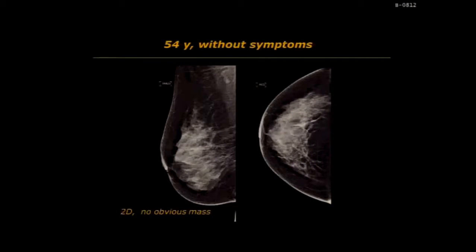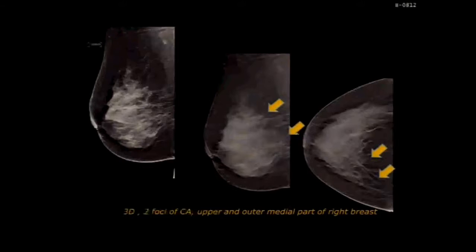This is a case of a 54-year-old patient without any symptoms. On 2D mammography, no obvious mass. On MLO, we can imagine a architectural distortion zone, but on CC view, we are not sure that there is anything. But when we performed 3D mammography, we noticed 2 stellate lesions, one in the upper and another one in the outer medial part of the right breast.